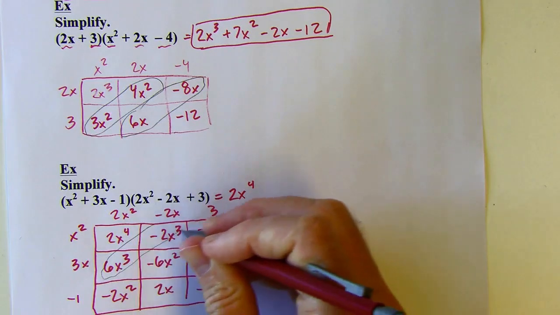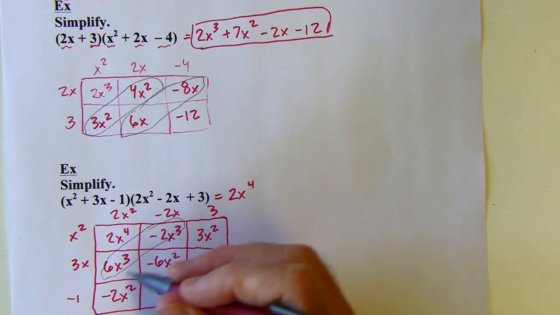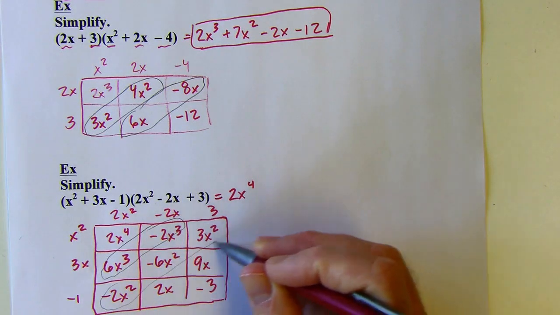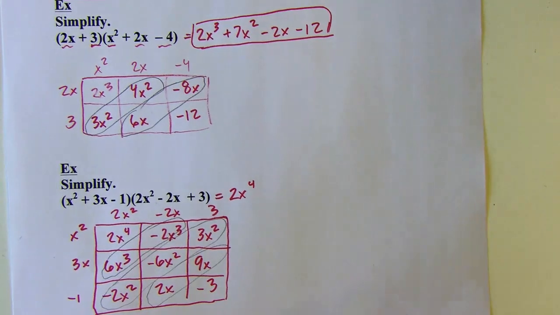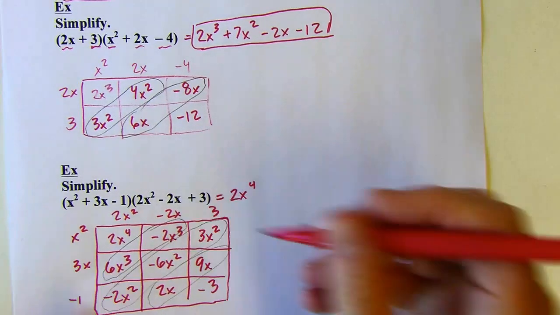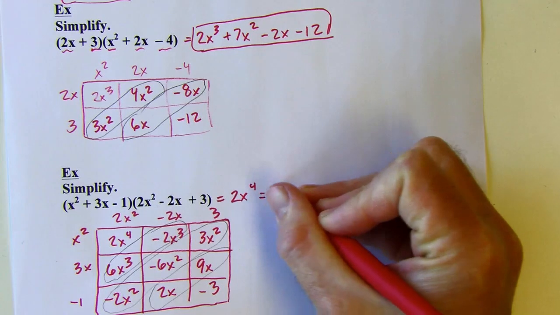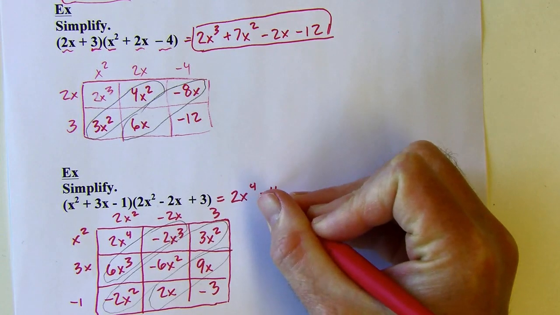And then this kind of pattern happens a lot where the like terms will be on diagonals. It's not necessarily going to happen, it depends what the original polynomials are, but that happens a lot. So 6x to the third and negative 2x to the third is, whoops, it's going to be 4x to the third.